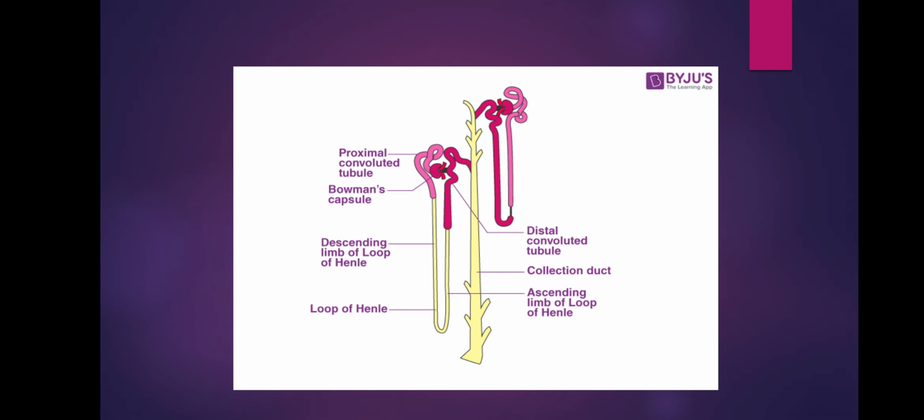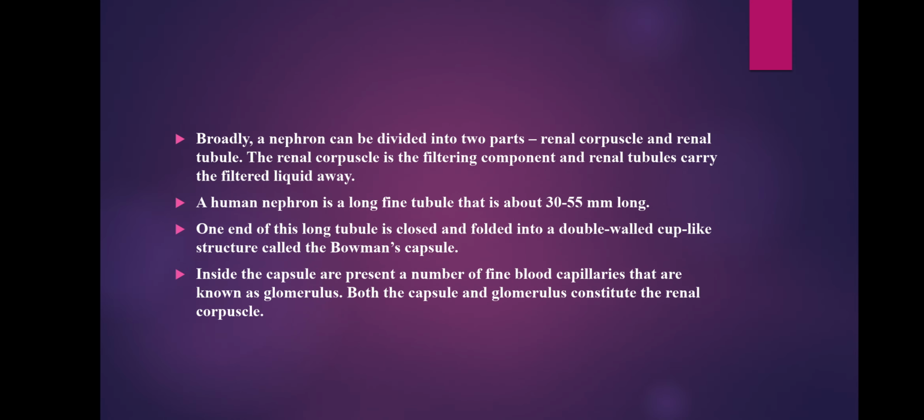This is the nephron. It consists of the proximal convoluted tubule, Bowman's capsule, distal convoluted tubule, collecting duct, loop of Henle, descending limb of the loop of Henle and ascending limb of the loop of Henle. The nephron can be divided into two parts: renal corpuscle and renal tubule. The renal corpuscle is the initial filtering component of the nephron.